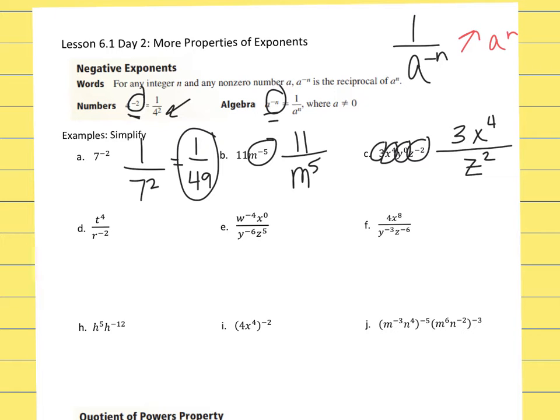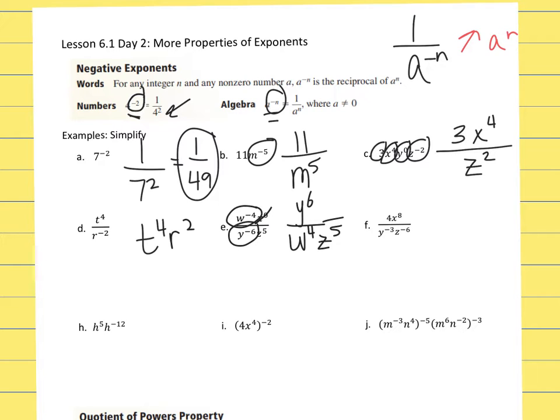Okay, letter D. t to the 4th stays in the numerator because it does not have a negative exponent. But r has a negative exponent and it's in the denominator, so I need to put r squared in the numerator. So there's my final answer. E, this is to the 0 power, so that's just going to be 1. W to the 4th will go in the denominator because it was a negative exponent. Y to the 6th will go in the numerator because it was in the denominator as a negative exponent. And then z to the 5th still stays in the denominator because it has a positive exponent.